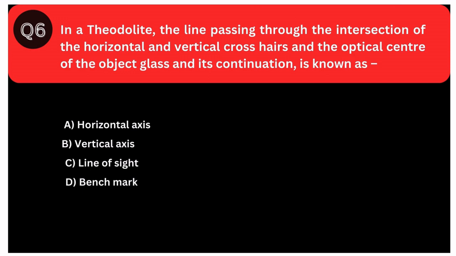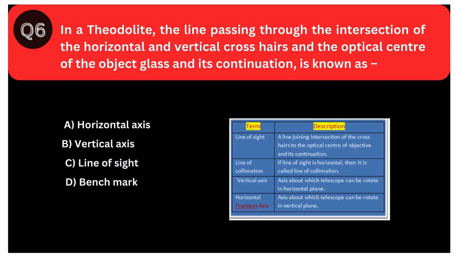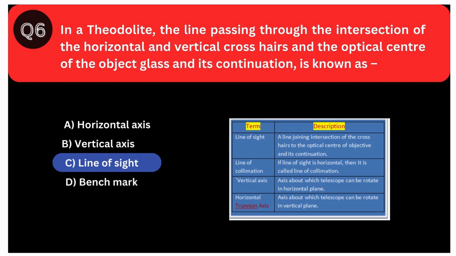optical center of the object glass and its continuation is known as. Option A, horizontal axis. B, vertical axis. C, line of sight. D, benchmark. Answer C, line of sight.